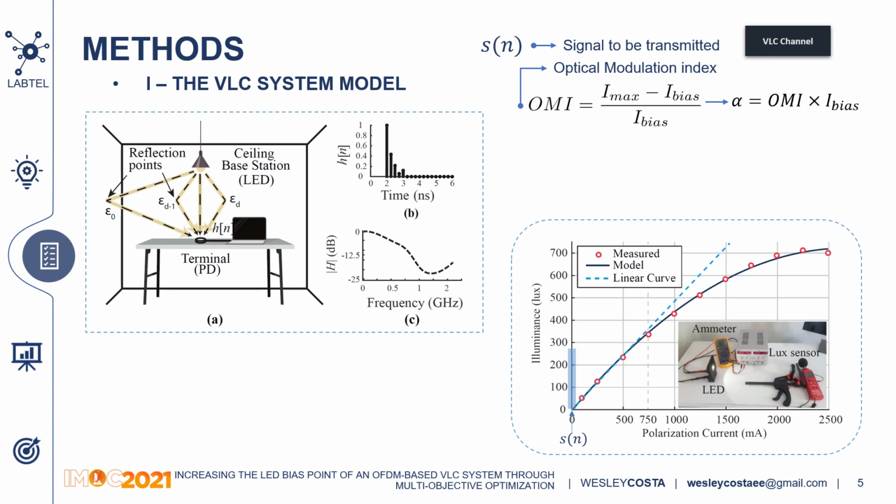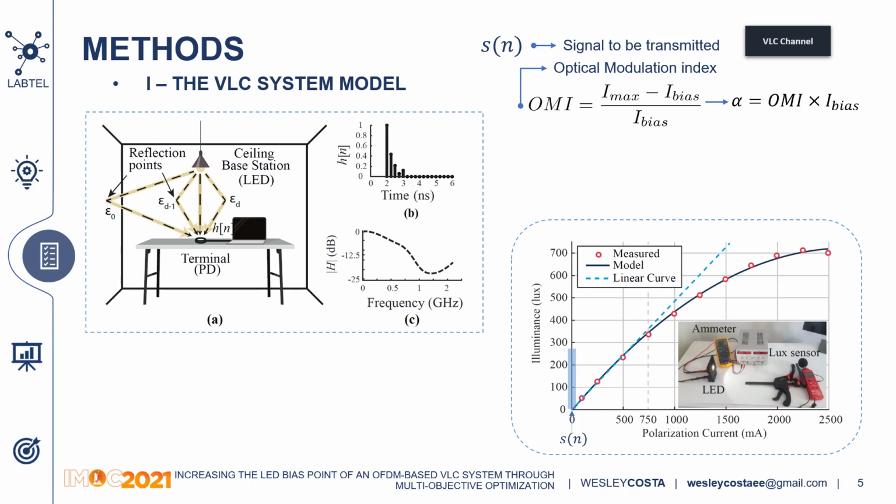Now I'm going to present the methodology of this work. At first, we consider an environment with a VLC system like the one in this figure, but with just the line of sight. The S of n here is the signal to be transmitted. And to establish the relation between the maximum value of the signal and the polarization current, we describe the optical modulation index, OMI. This blue shaded area illustrates the signal to be transmitted, S of n.